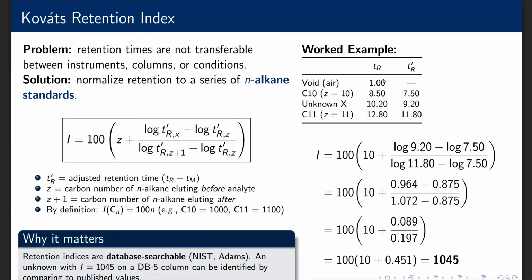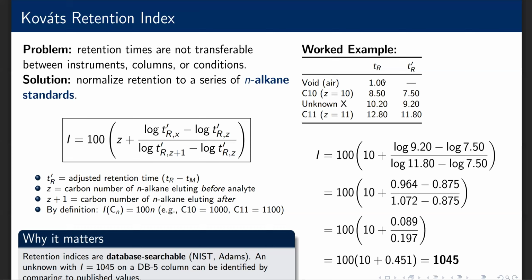Kovats retention index. The Kovats retention index solves a practical problem. Retention times are not reproducible between different instruments or laboratories because they depend on column length, film thickness, flow rate, and temperature. The retention index normalizes the retention of an unknown compound relative to a series of n-alkane standards that bracket it. By definition, n-decane has an index of 1000, n-undecane has 1100, and so on. An unknown that elutes between C10 and C11 will have an index between 1000 and 1100.